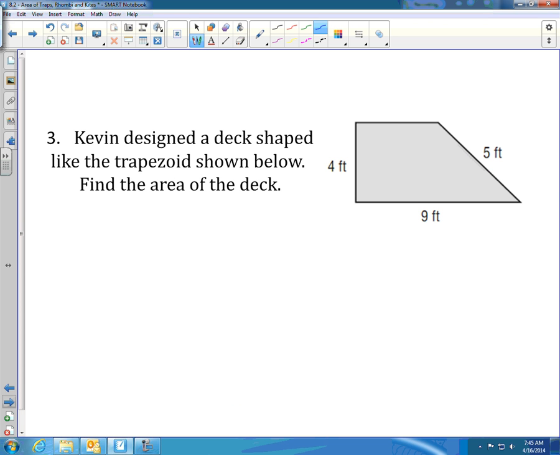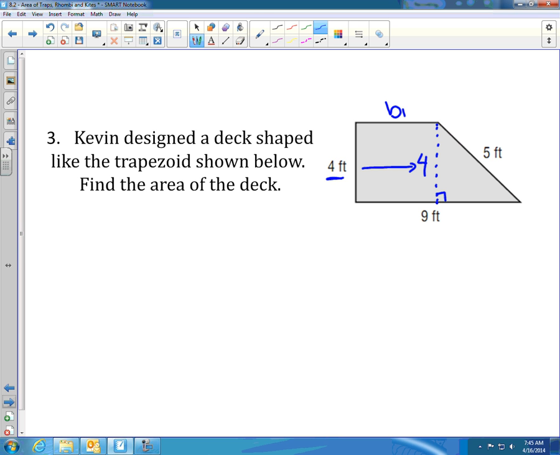Number 3 says, Kevin designed a deck shaped like a trapezoid shown below. Find the area of the deck. Okay, again, we can drop down. We need to find our height. And our height, actually, we already have, because if we see we have 4 feet here, we can just bring that right over here. And we have a height of 4. The thing that we're missing is our base 1.